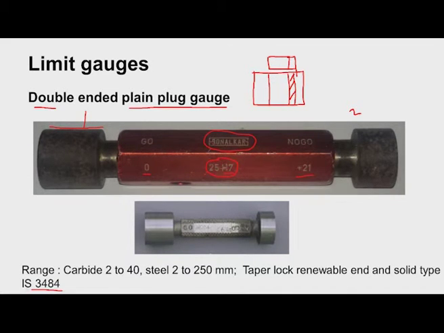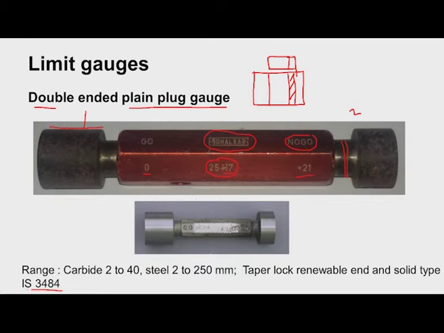So what should be the length of this no-go portion, what should be the diameter at this place, what should be the diameter at this place, what should be the length of the handle, all those things are specified in this IS 3484. So they are made as per this IS 3484, and most of the times a red mark is provided on the no-go side. So no-go is marked on the handle as well as red paint is provided at this place to indicate that it is the no-go side.